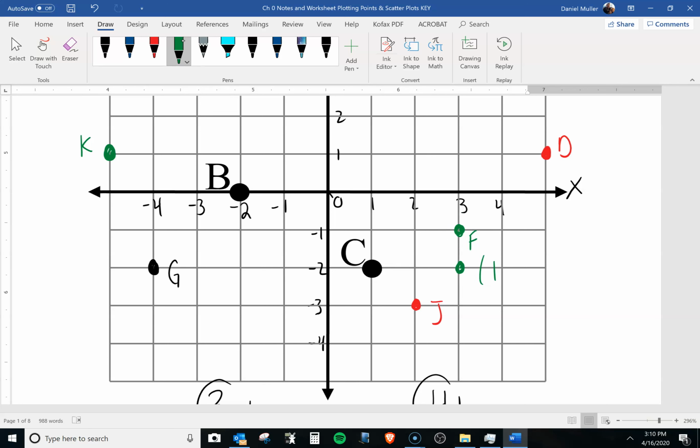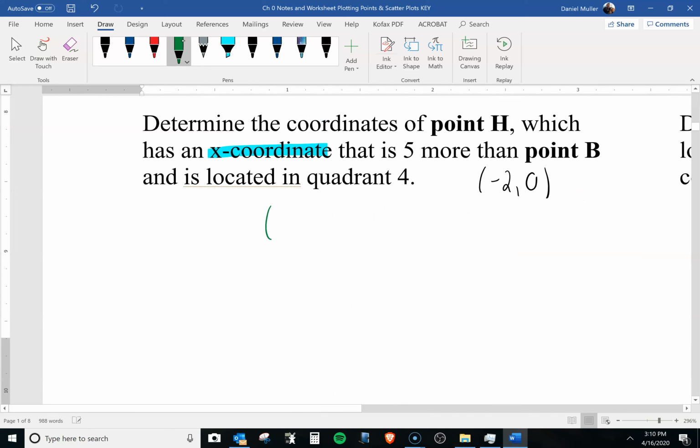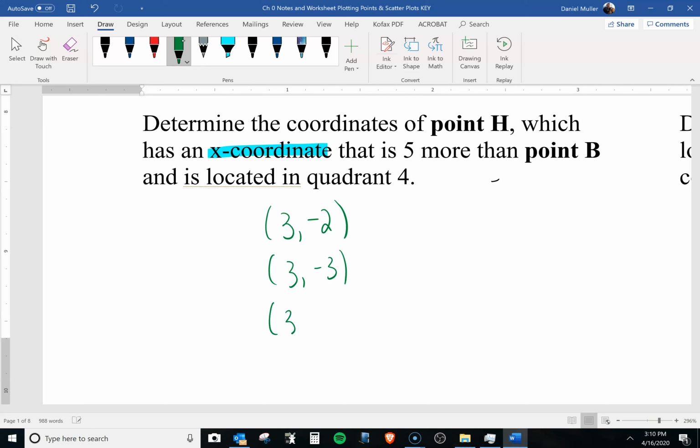That's what I'm going to call H. I'll just put letter H here. So H would be 3 to the right and then down 2. But you could also go 3 to the right and down 3, or 3 to the right, down 4, or 3 to the right, down 5. There's many different options.